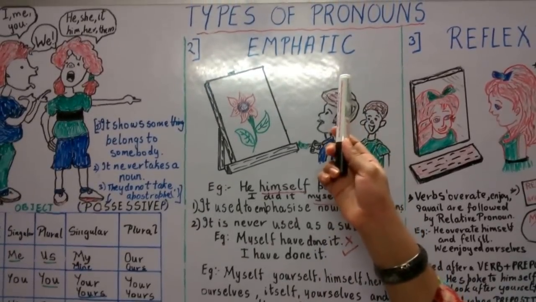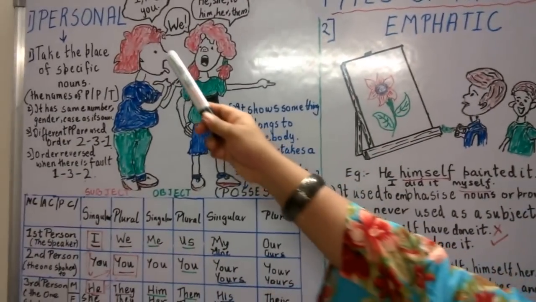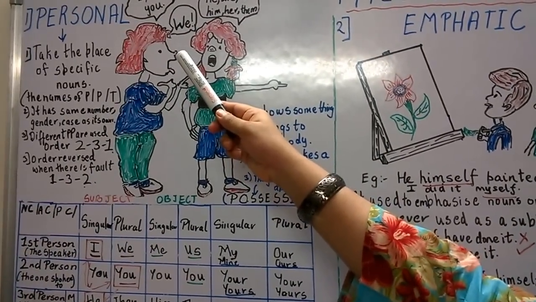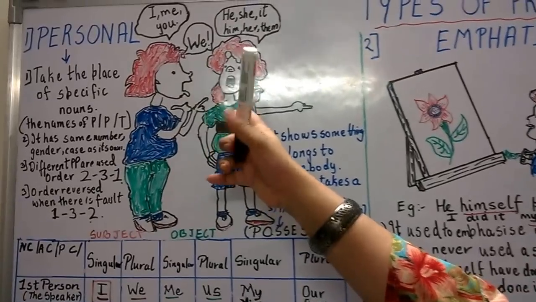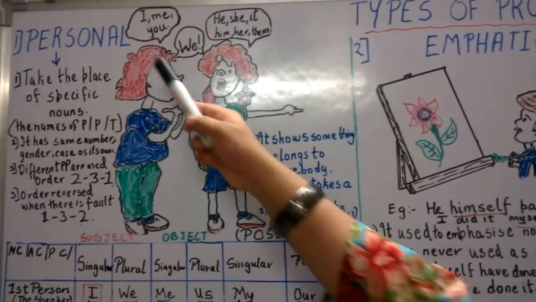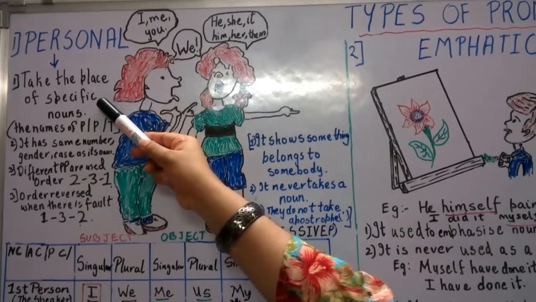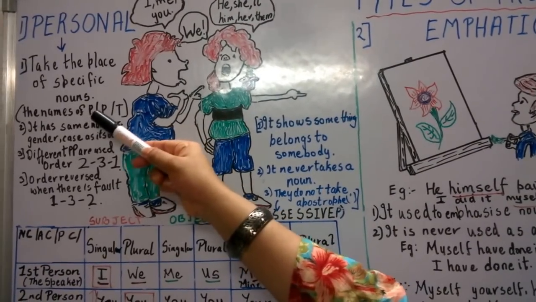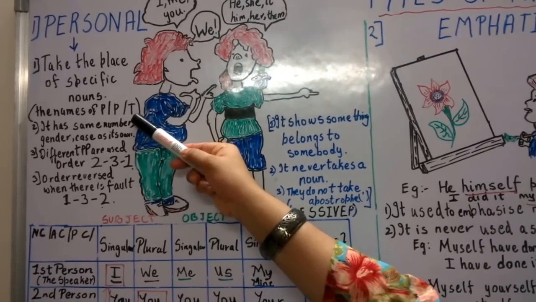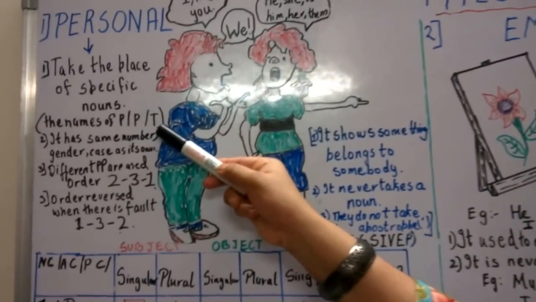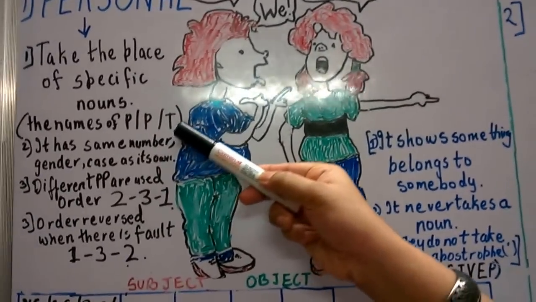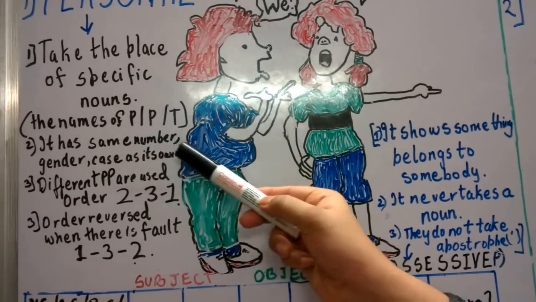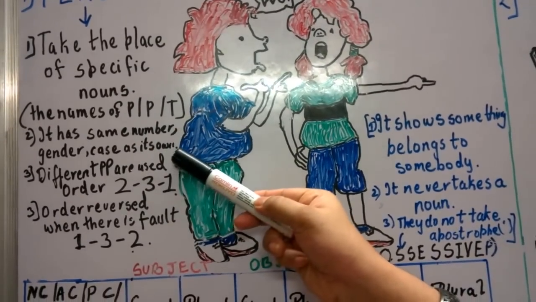In types of pronouns, we will see about the personal pronouns. What are personal pronouns? Personal pronouns stand for the names. Personal pronoun means it takes the place of the specific nouns, that is the names of person, place and things. I have written PPT in short form because there is no place over here. So personal pronouns have their own number, gender and case.